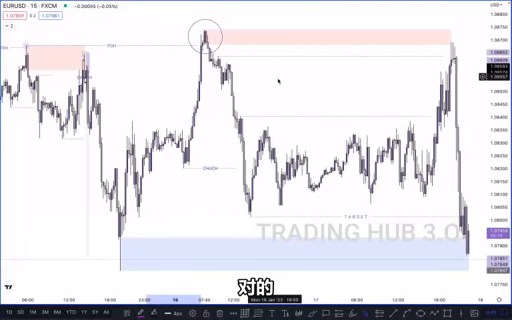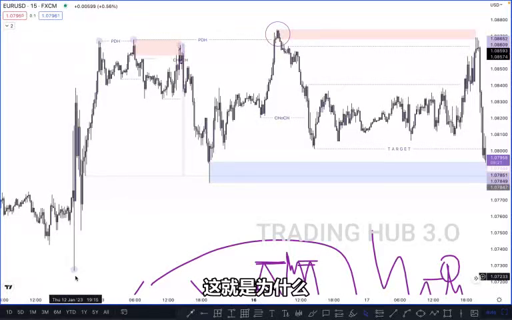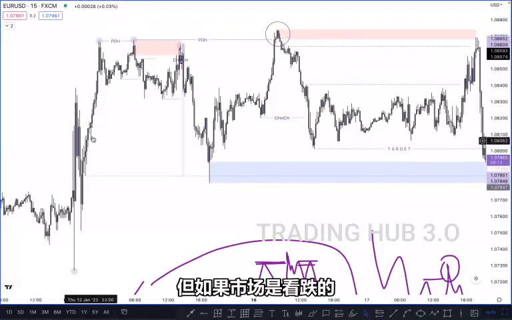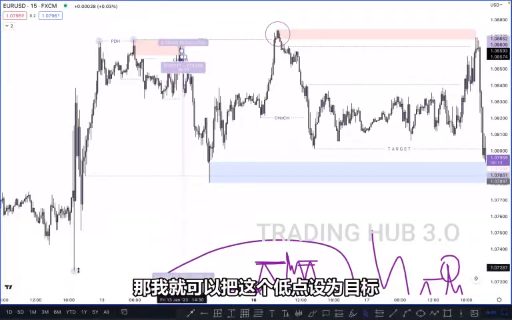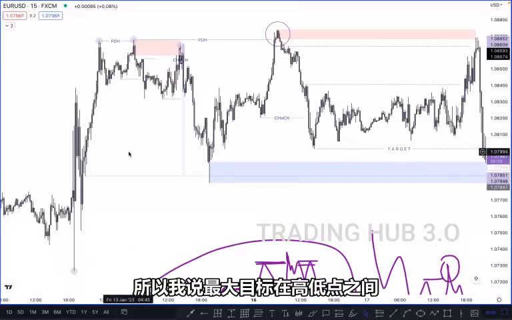And the same thing happened here. That's why this is our counter trend sell. That's why I did not set my maximum target at the low. But if the market is bearish, I can set this low as a target. Since the market is bullish, I set my maximum target between the low and high.